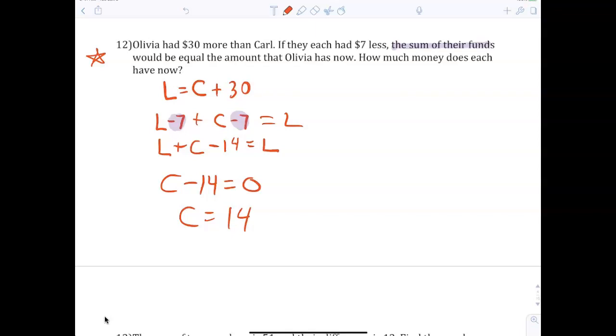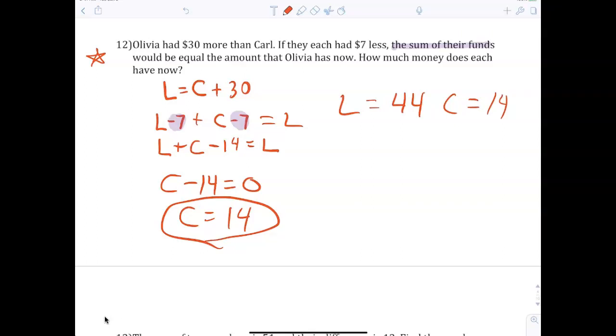All right? I wanted to solve this one out. So Carl has what? 14. So that means Olivia would have what? 44. Now what I'm trying to show you is something. I want to know if that's true or not. So I think that's the answer.